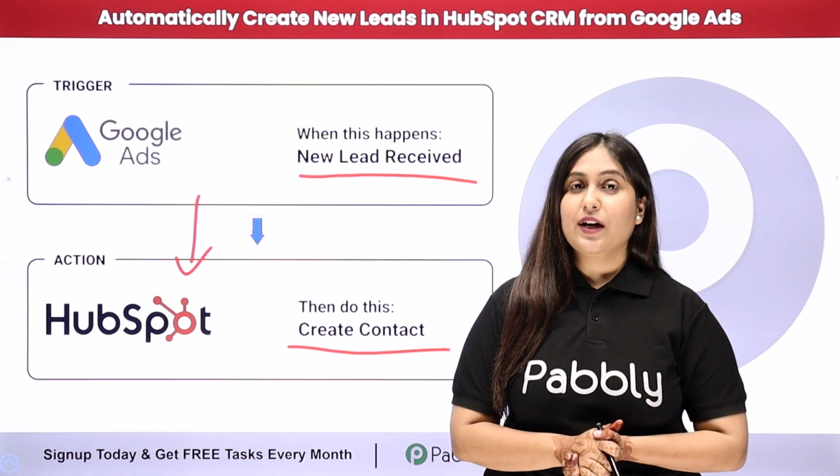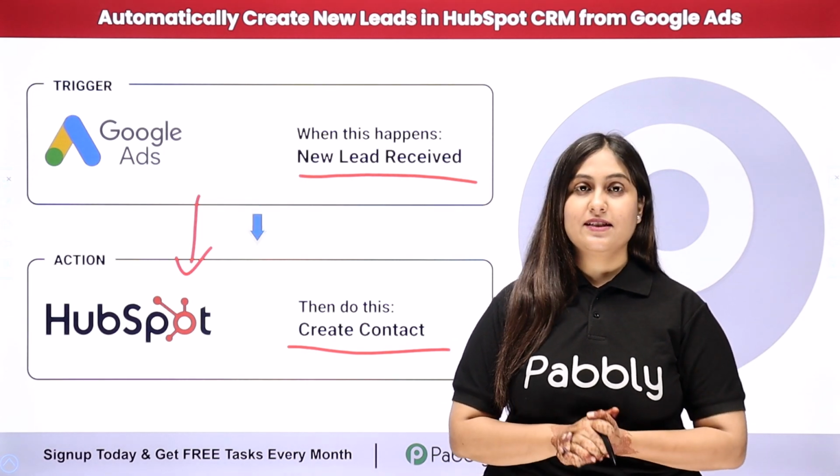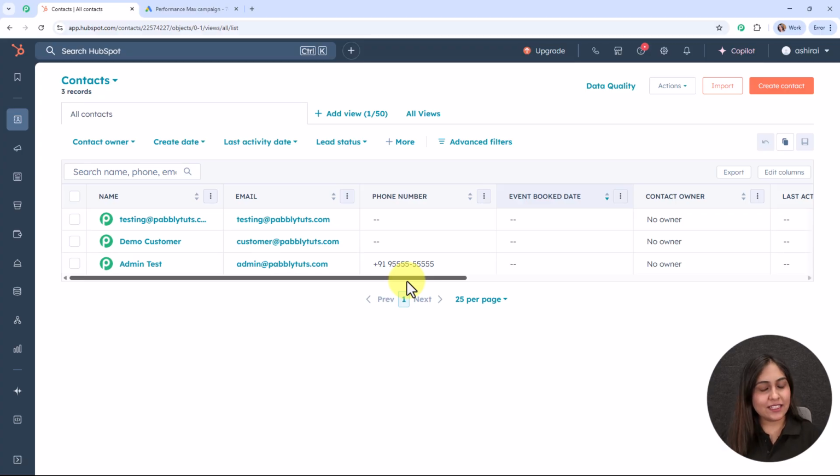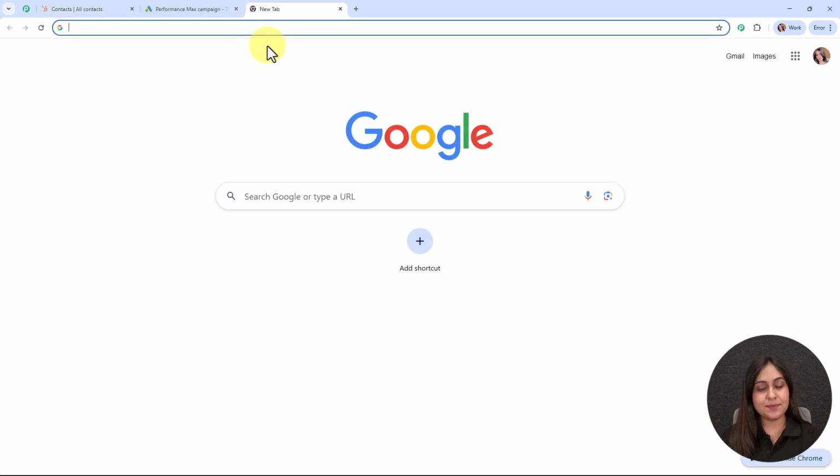Now to see the working of this automation and to learn this process step by step, let me take you all to my screen. Welcome to my screen. Here on my screen you can see my HubSpot CRM account, and as you all know, my objective is that whenever I receive a new lead through my Google ad, then automatically I want to create that lead as a new contact, or you can say as a new lead in my HubSpot CRM account. So to automate the entire process, I need to connect my Google Ads with my HubSpot CRM account using an automation software named Pabbly Connect.